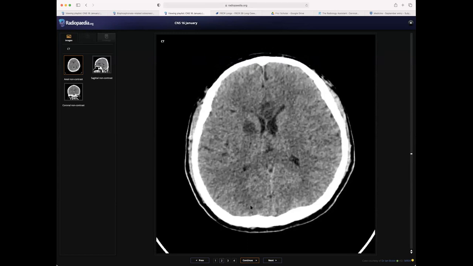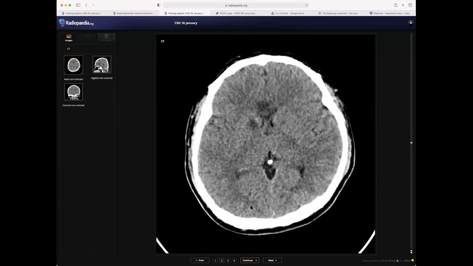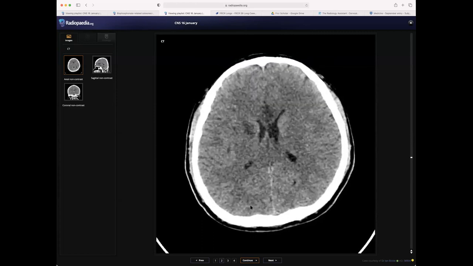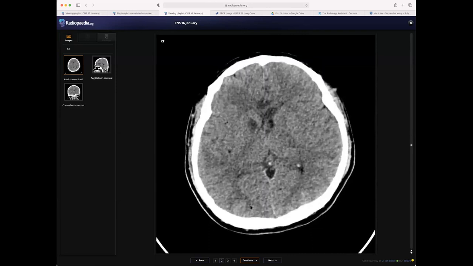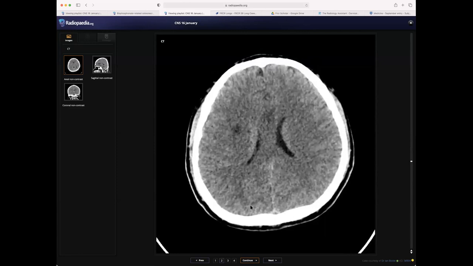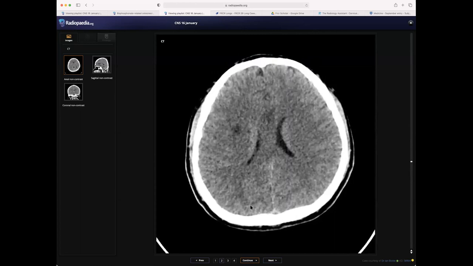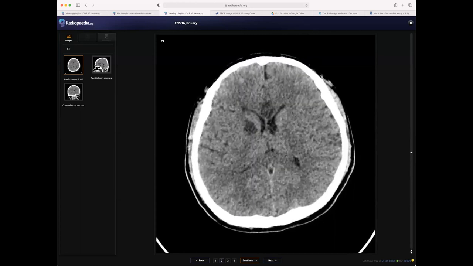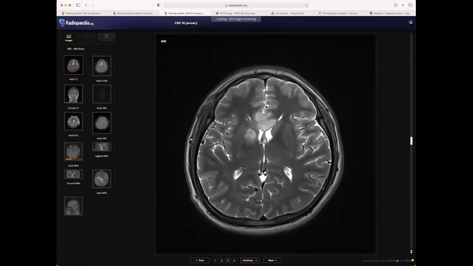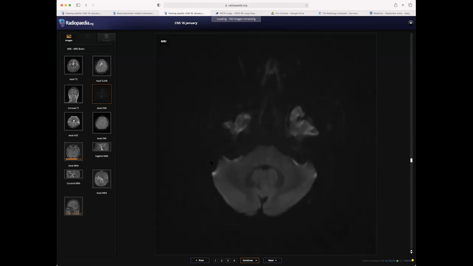So findings are concerning for, could be of ischemic etiology in the ACA territory. However, the possibility of cerebritis or encephalitis cannot be excluded, so I would like to go for the MRI to further delineate the findings. Okay. How would MRI help? I would like to go for diffusion, whether there is restriction or not.